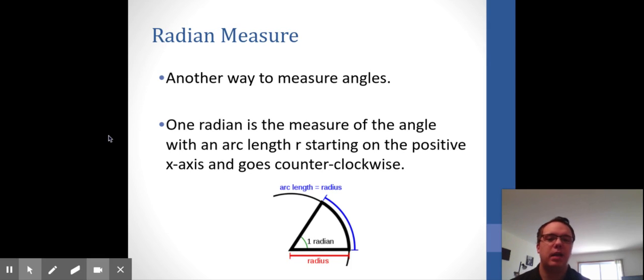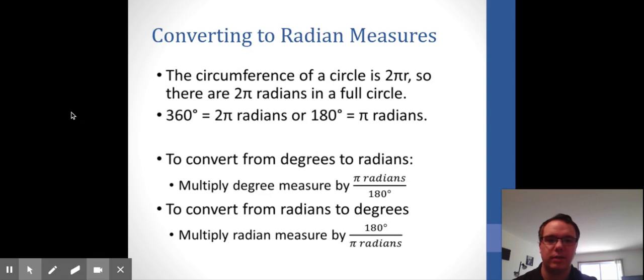So like I said, radian is just another way to measure an angle. And a radian is the measure of the angle with arc length r, starting on the positive x-axis. So we're going to start on the right side in that quadrant 1, and we're going to work our way from the x-axis all the way in a circle counterclockwise. And so the radian measure is based off the radius of a circle and how much of the circumference of the circle it is taking up. So let's find out more about radian measure.